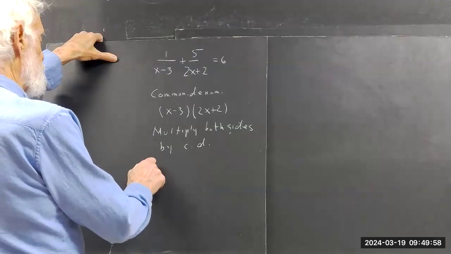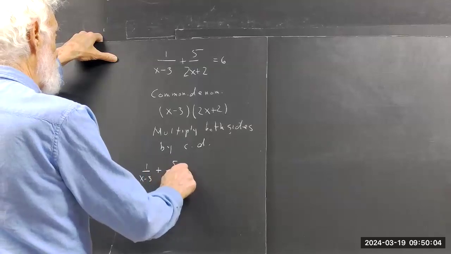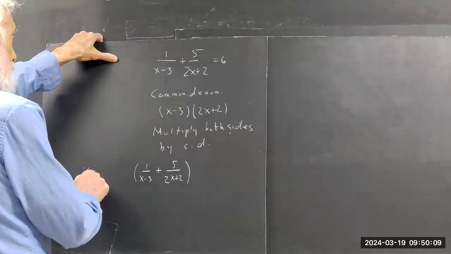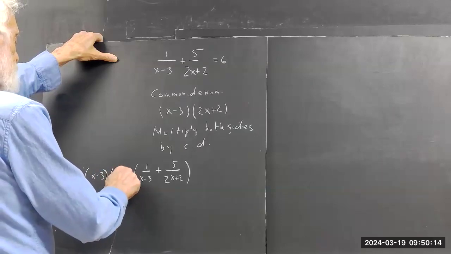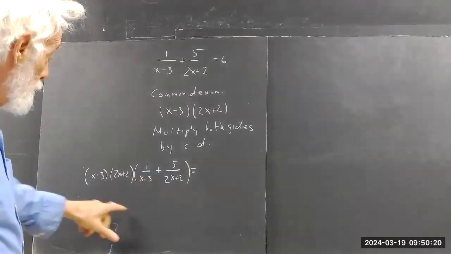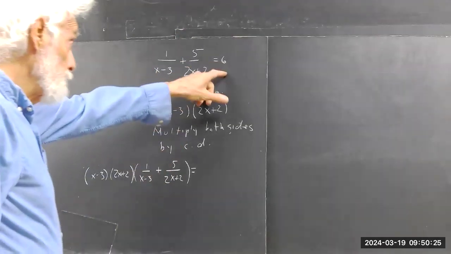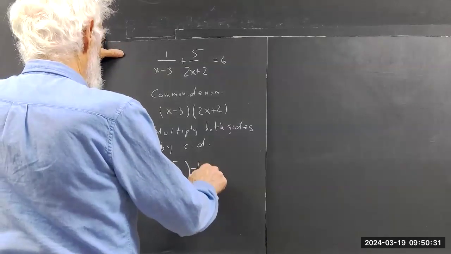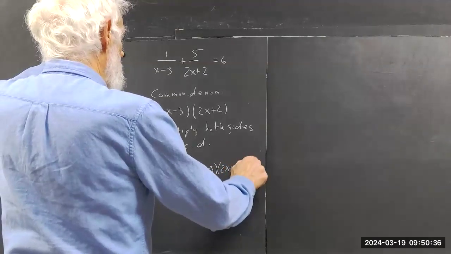That means we take this side, 1 over x minus 3, plus 5 over 2x plus 2. And we multiply it by that common denominator, which is x minus 3 times 2x plus 2. Okay, that's multiplying the left side by the common denominator. Here's the left side, it's multiplied by the common denominator. The right side is 6, and it's multiplied by the common denominator. So we're going to multiply x minus 3 times 2x plus 2 times 6.